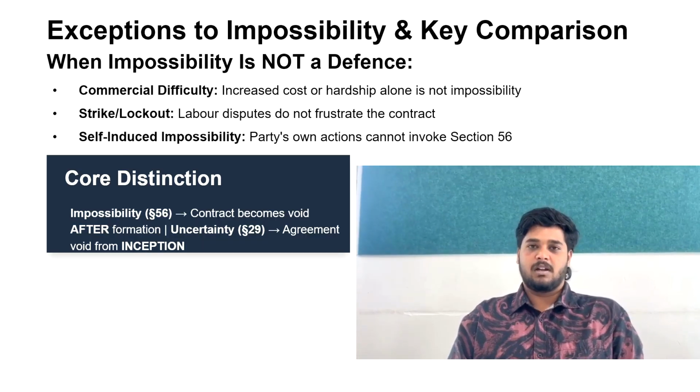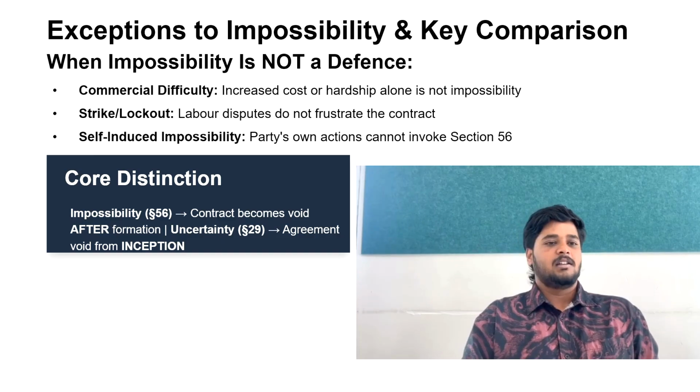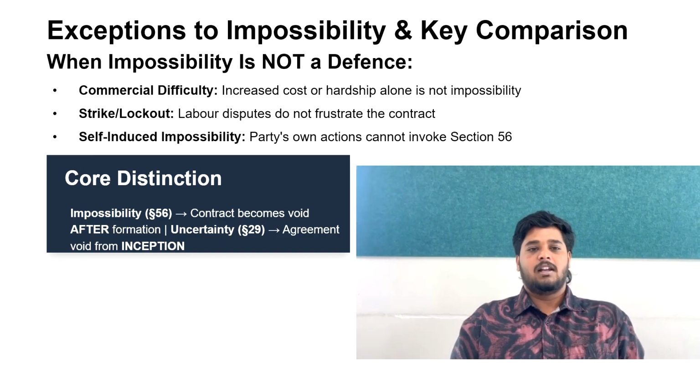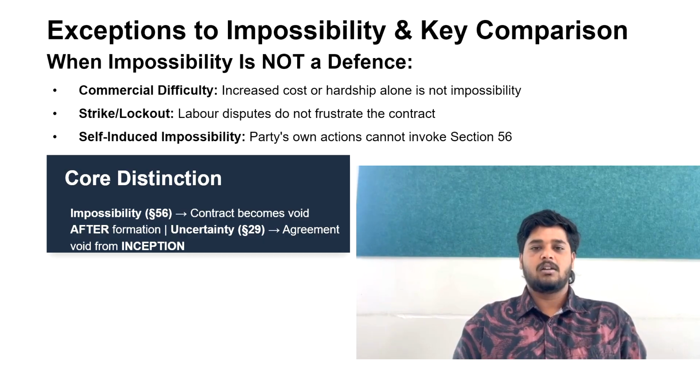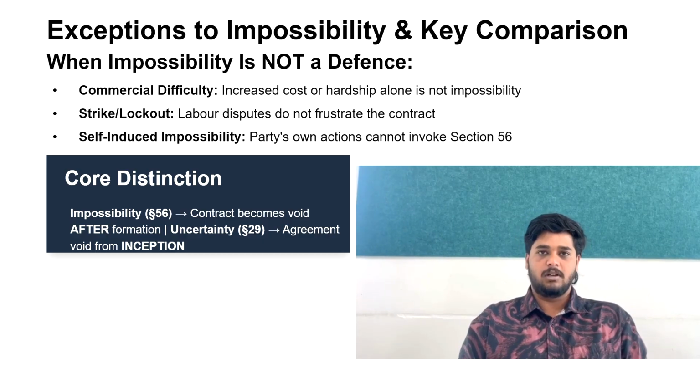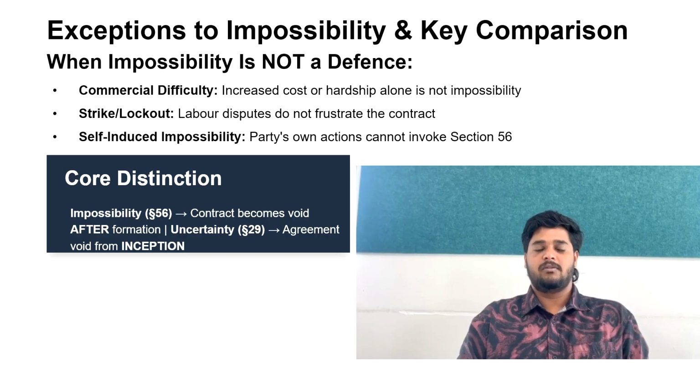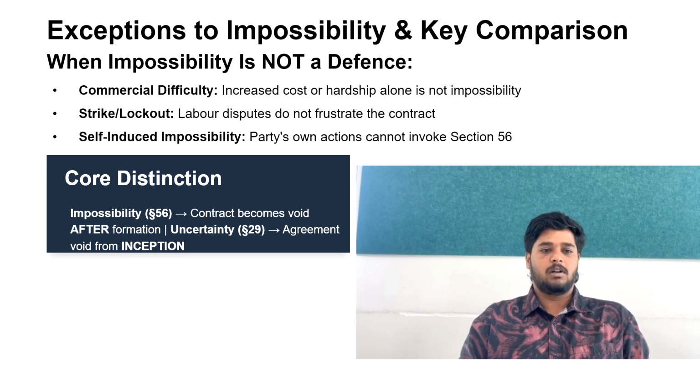Today I am going to explain the exceptions to impossibility. Impossibility of performance normally ends a contract, but the law clearly says that not every difficulty or problem is treated as impossibility. There are situations where impossibility is not accepted as a defense. First, commercial hardship. If a contract becomes difficult or less profitable, it is still valid. Business losses are normal risks.